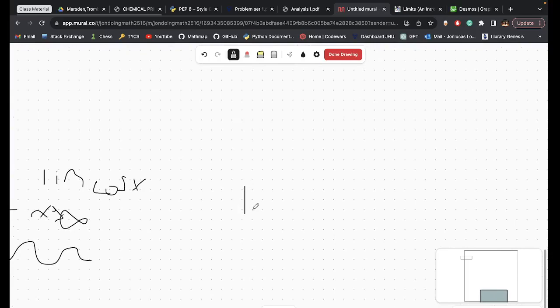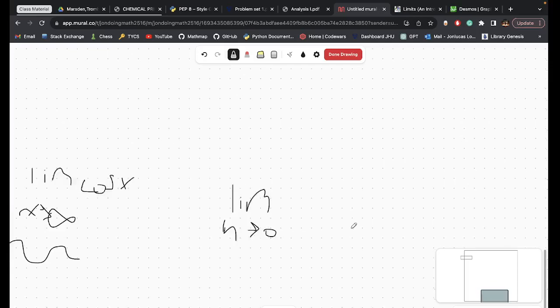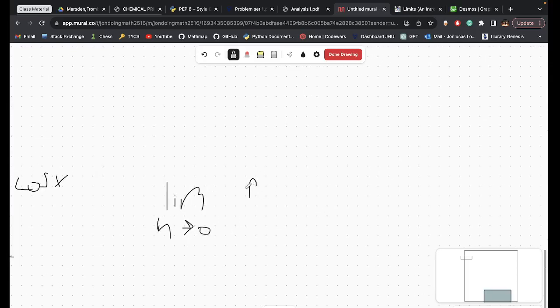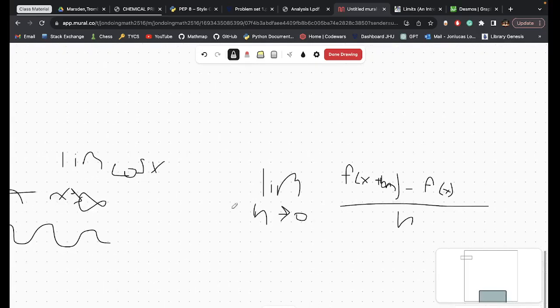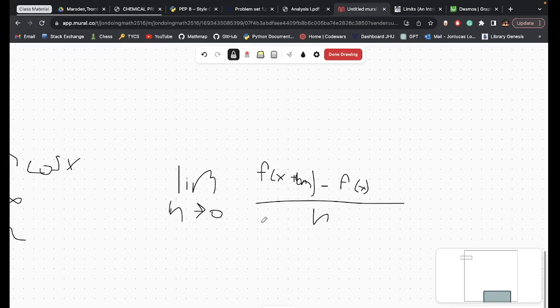Now, depending on where you are in calculus, you might be learning about derivatives, which is stated like this: the limit as h approaches 0 of f of x plus h, that's an h, not an m, sorry, minus f of x, over h. Now, you asked me about limits, so I'm not going to go over this.